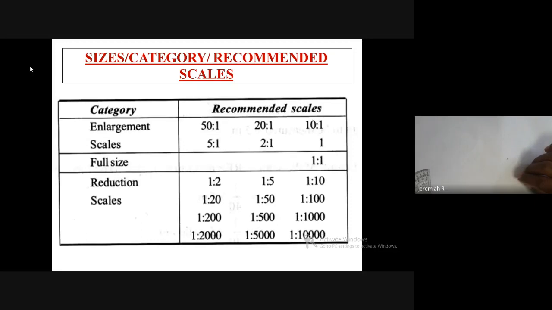So these are the standard recommended scales. You can follow 1:2, 1:5, 1:10, 1:20, 1:50, 1:100, 1:200, 1:500, 1:1000, 1:2000, 1:5000, as well as 1:10,000. Sometimes you cannot apply this. It depends on, I already told you, everything depends on the size of the component.